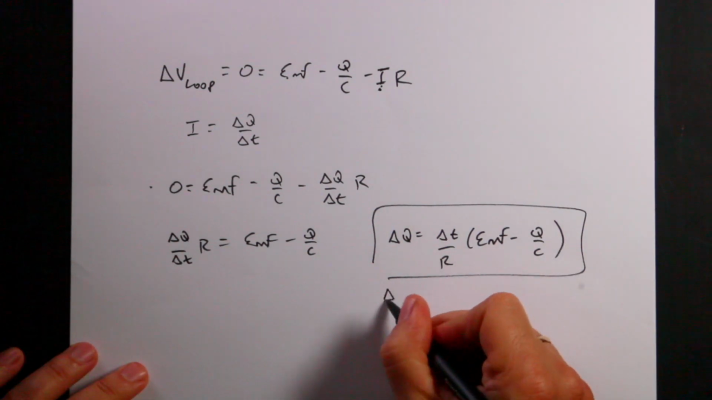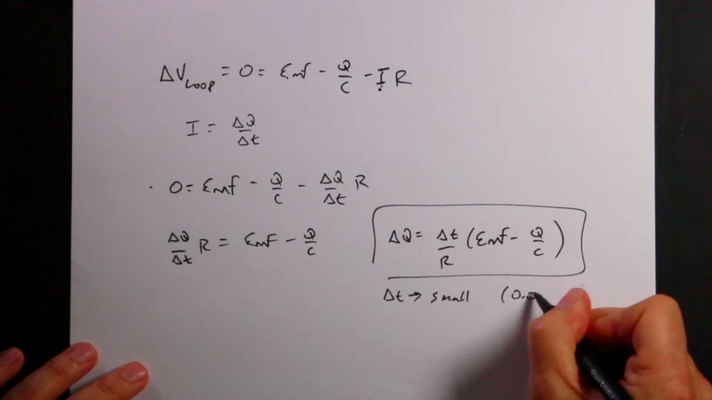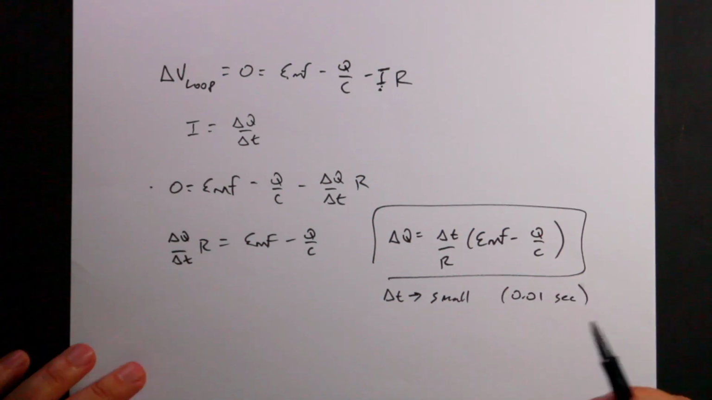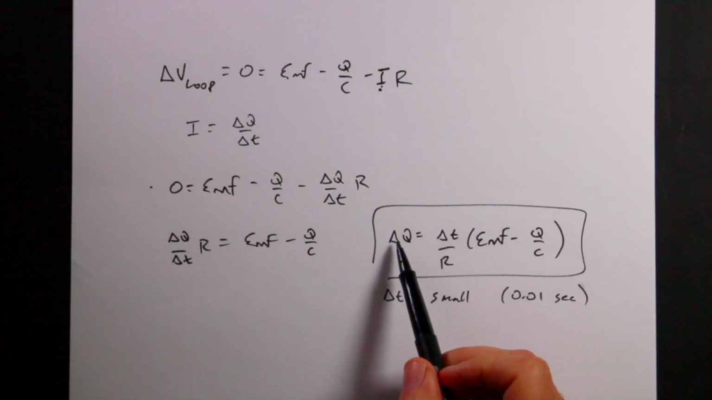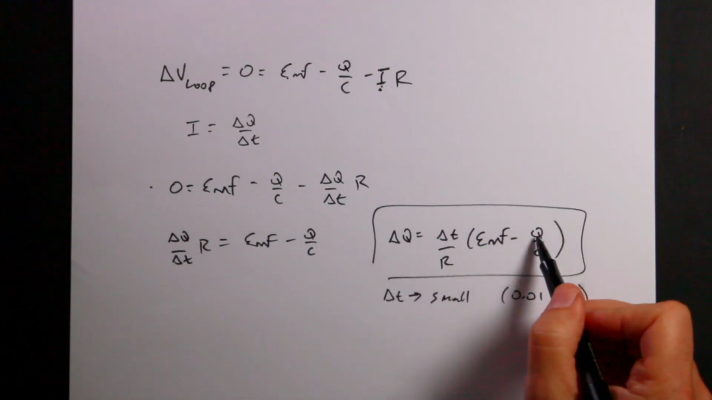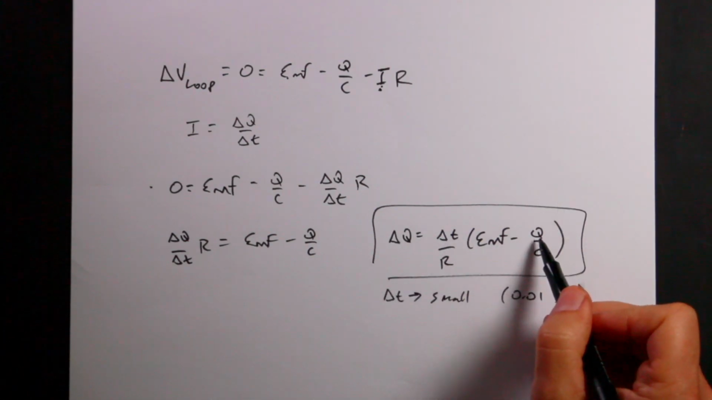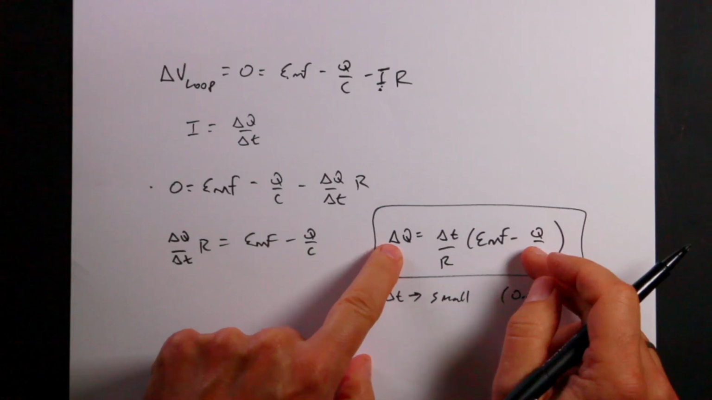However, if delta T is small, let's say 0.01 seconds, then I can assume that the delta Q during that time interval, the change in charge that goes out of the capacitor, depends on the amount of charge on there, but that charge doesn't change. Right, so I'm going to cheat. This is cheating by assuming this is constant during that time interval. I can calculate delta Q.